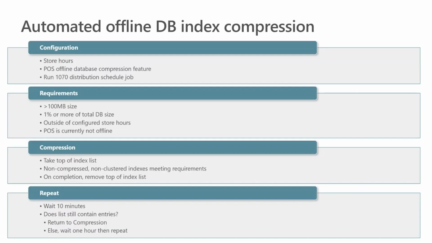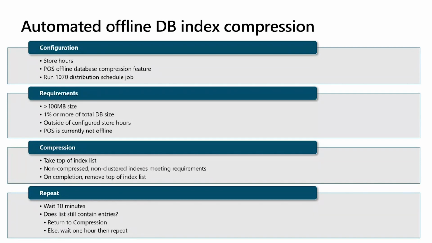Let's take a deeper look at that automated offline database index compression. So this is new, just came out this fall. There are a few configuration settings. It's behind a feature flag, so you have to enable the POS Offline Database compression feature. And we strongly recommend you set store hours. If you set the store hours, then the feature will honor those and not run during open hours. And then you need to run the 1070 distribution schedule to put these settings in those offline databases.